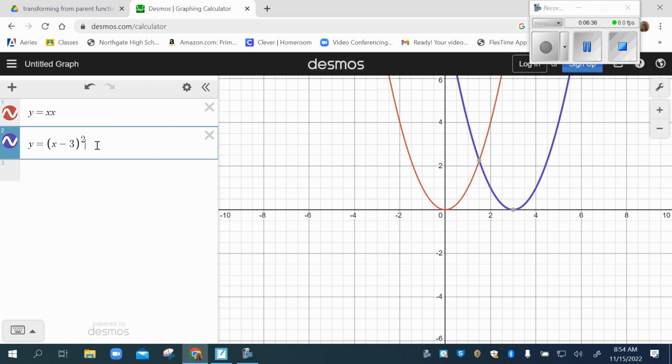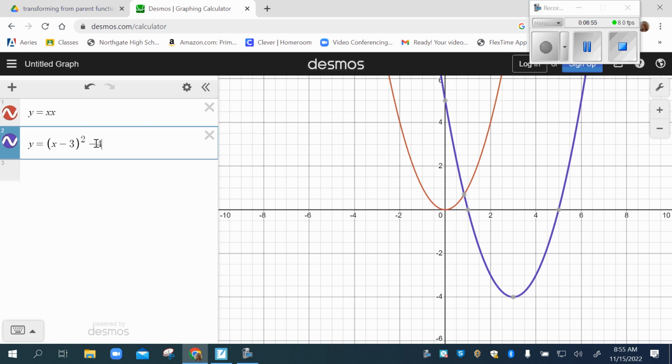When I add stuff at the end, that's the y vertex, right? So it moves it, check this out, up and down. So if I add a 4, it moves it up 4. And if I do a negative 4, it moves it down 4.